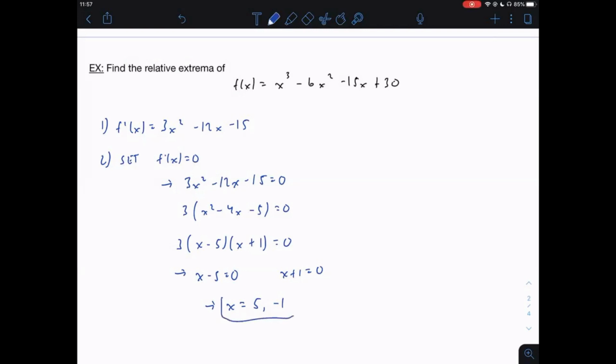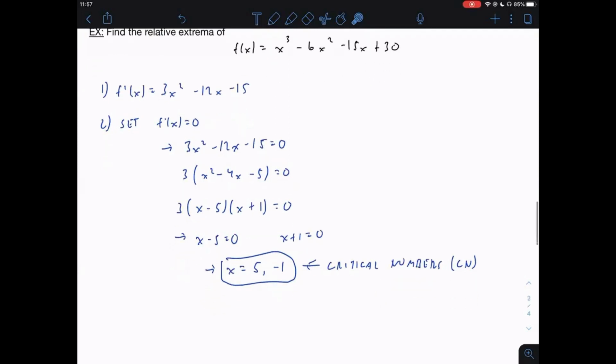So these 2 points, 5 and -1, are our critical numbers, which I'll denote as Cn from here on out. Okay, but we're not finished. The question didn't just say to find the critical numbers, the question said to find the relative extrema, which is based around the critical numbers. So we still have to continue here.